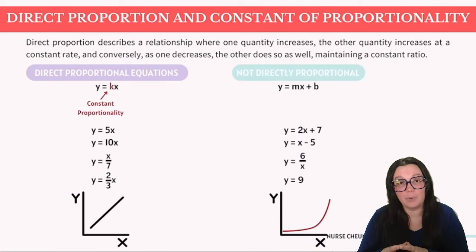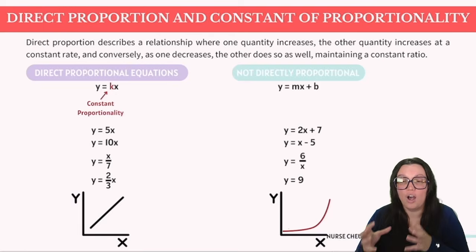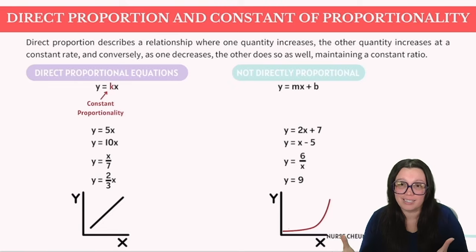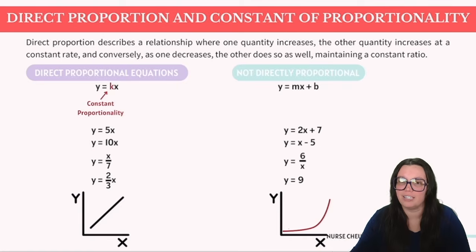The last topic that we're going to talk about is direct proportion and constant of proportionality. On the ATI TEAS, you're going to be tasked with identifying each one of these concepts. We're going to briefly discuss it because it is a very small portion of your exam, but it is something that you're going to need to know.